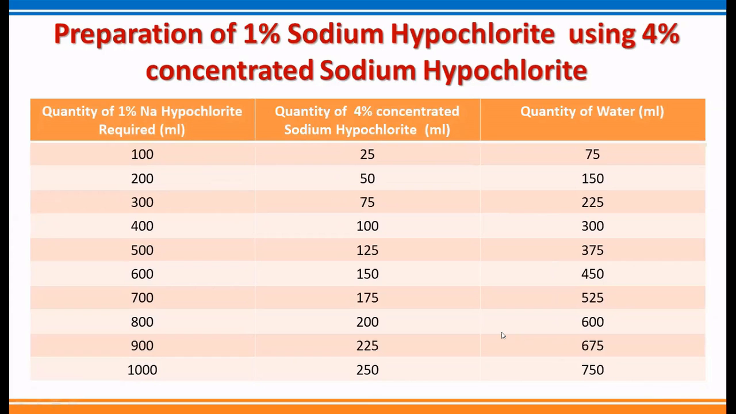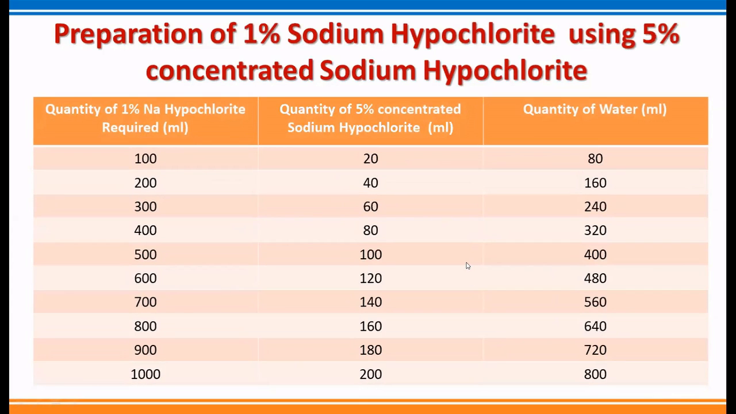Now, in the next slide, we have shown that if your concentrated solution is of 5% hypochlorite, then what is the formula? It's a very simple formula, and for those who have been practicing it regularly in the lab it is not difficult at all. But this is a ready reckoner for your reference.